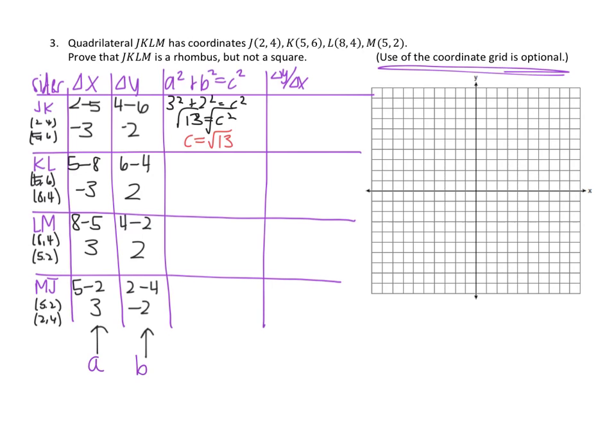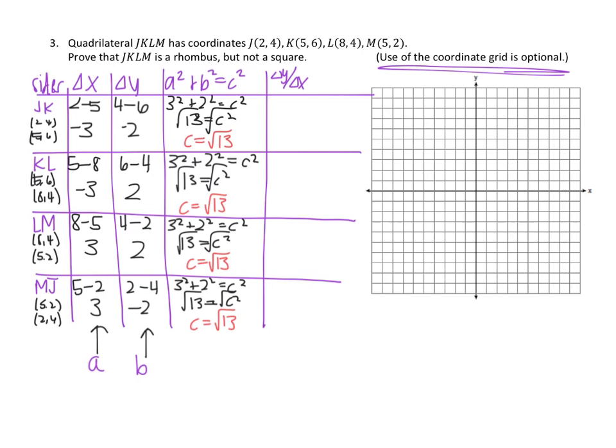I'm going to put all my answers up here. When you're done, hit play so that you can check your answers with mine before we move on to the last column. Again, you can ignore the negatives for this Pythagorean theorem column. Okay, so I found square root of 13 for all of my answers for Pythagorean theorem.